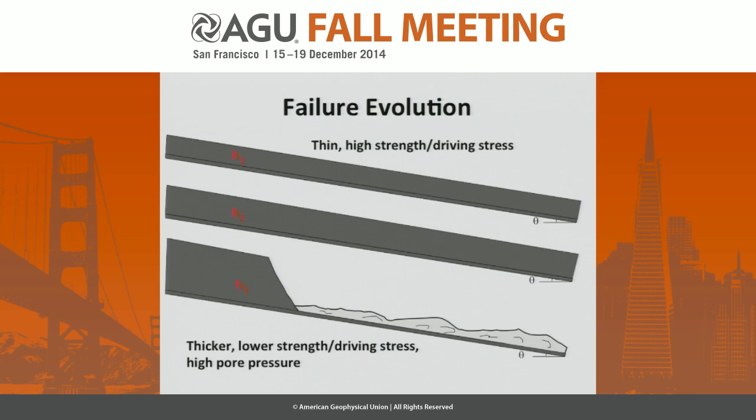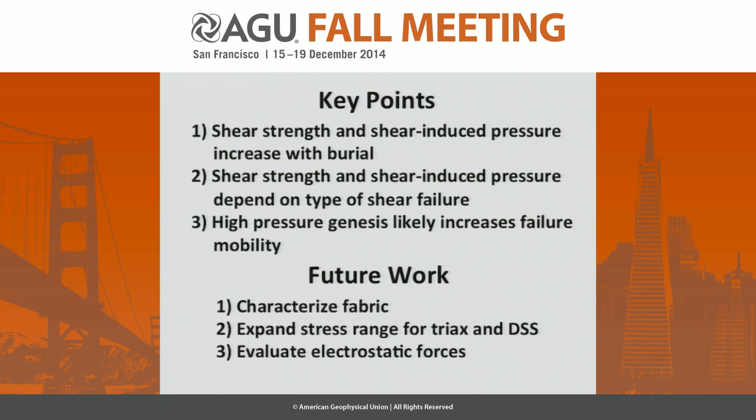And then we can put it into a bigger picture where we think about as things are being deposited. Originally they're thin, they have relatively high strength relative to the driving stresses. They get thicker, and eventually they're mobilized and start running out over long distances. And we can think about maybe what the pore pressure is at these retrogressive head scarps, where it's more of a localized failure plane, or the deformation within the slide where it's distributed.